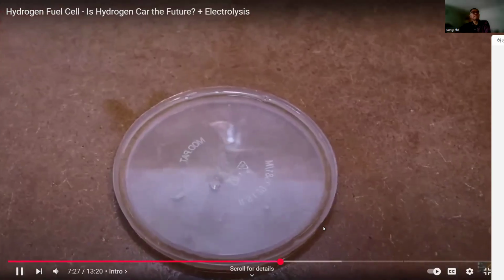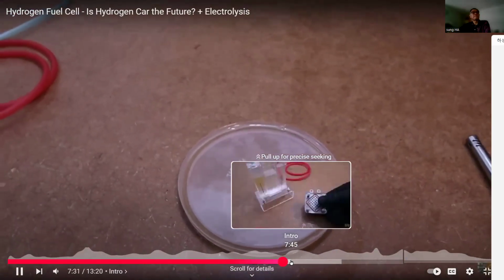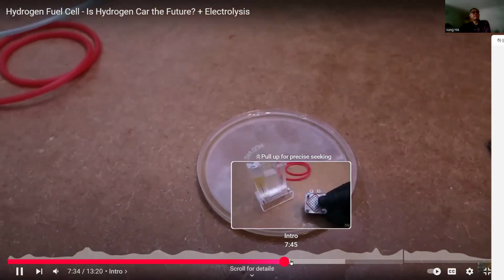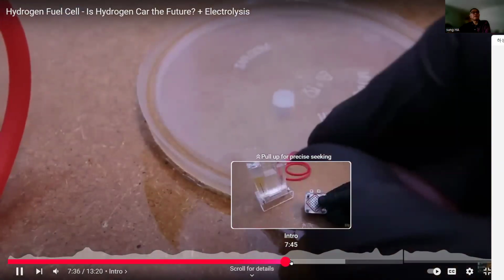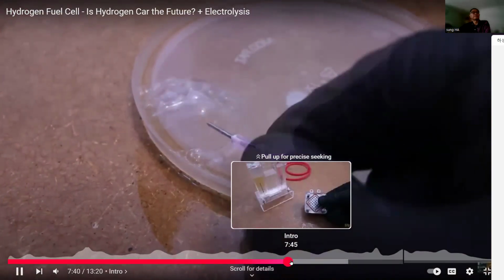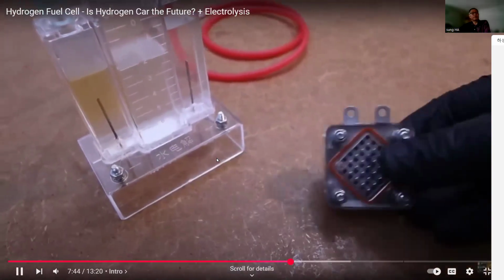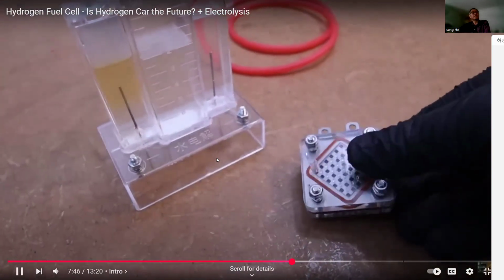Okay, let's see it one more time. That was a very strong bang. Hydrogen has a lot of energy. It is dangerous, especially when mixed with oxygen. So again, this is the procedure of electrolysis.